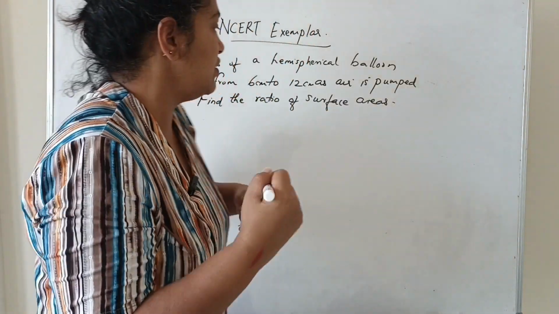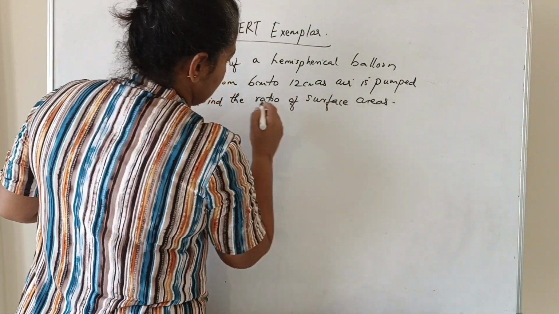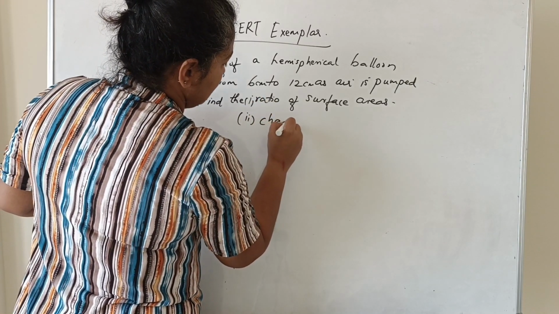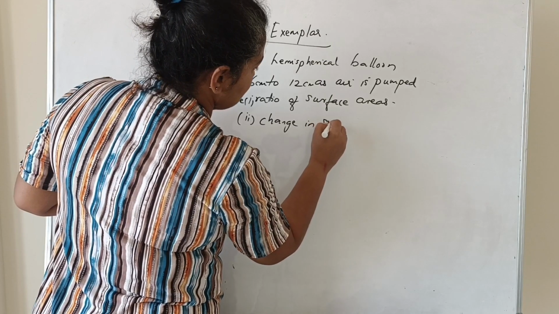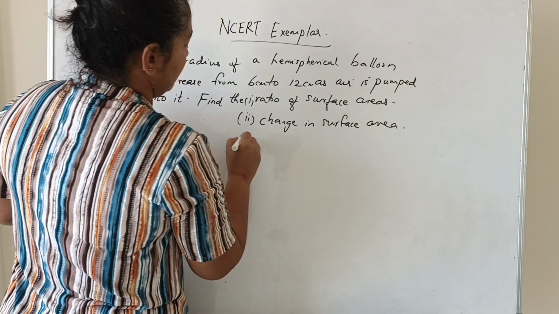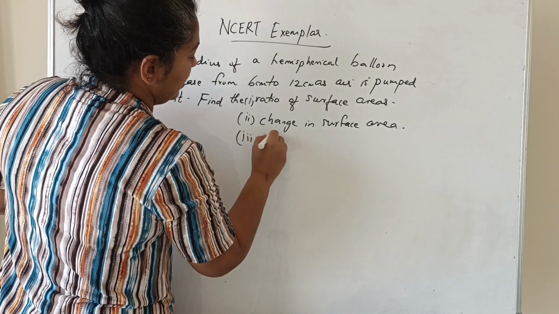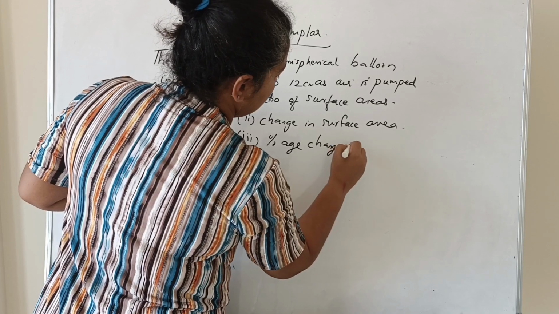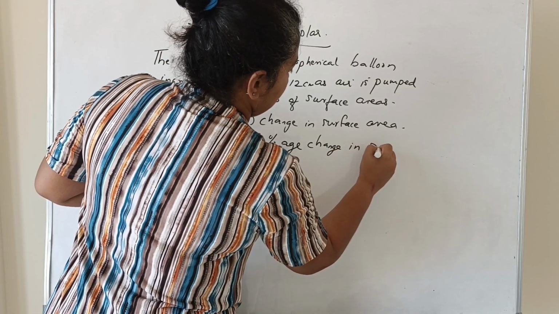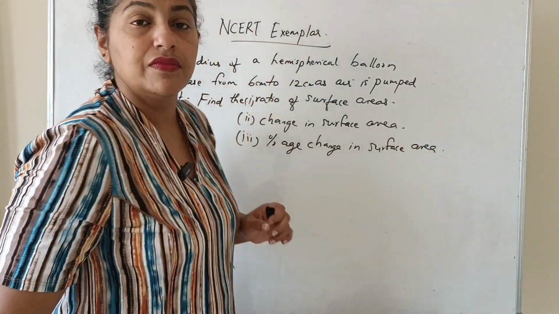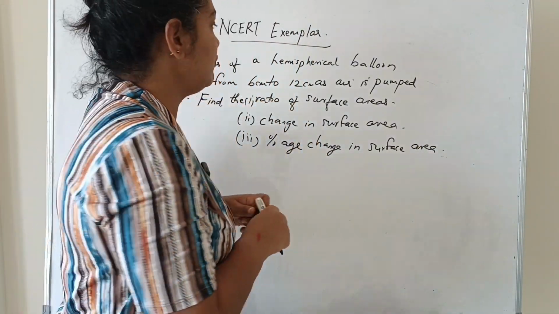Okay, so here you have find the ratio of the surface areas, change in surface areas, third one, percentage change in surface area. Okay, now let us start with the first one.